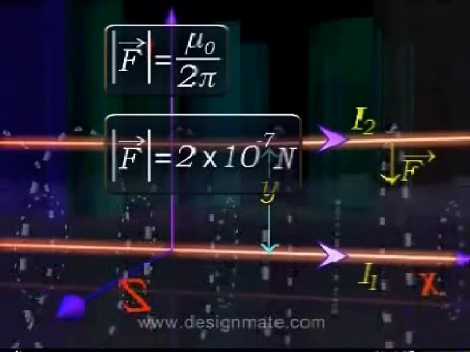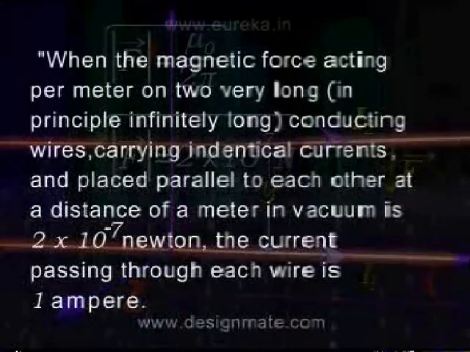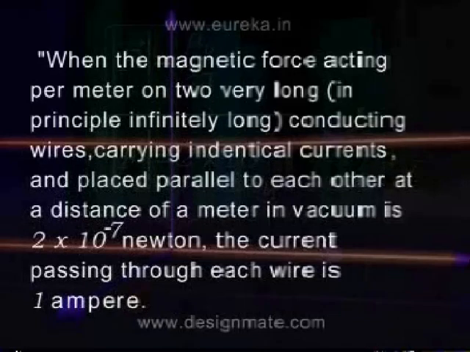This result is used to define the ampere as follows. When the magnetic force acting per meter on two very long, in principle infinitely long, conducting wires carrying identical currents and placed parallel to each other at a distance of 1 meter in vacuum is 2 into 10 raised to minus 7 Newton, the current passing through each wire is 1 ampere.